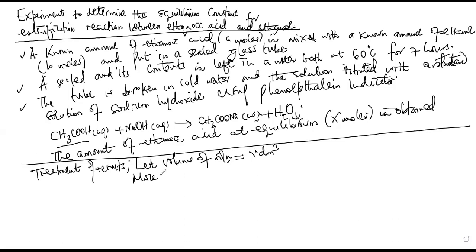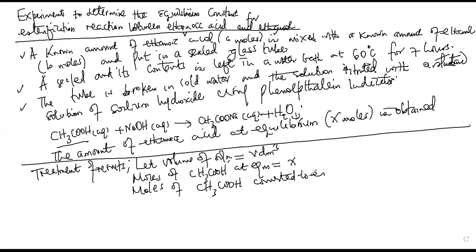Then we say that moles of ethanoic acid at equilibrium is equal to X. Then the moles of ethanoic acid that reacted, that were converted to an ester and water, would be the initial moles minus the moles at equilibrium.